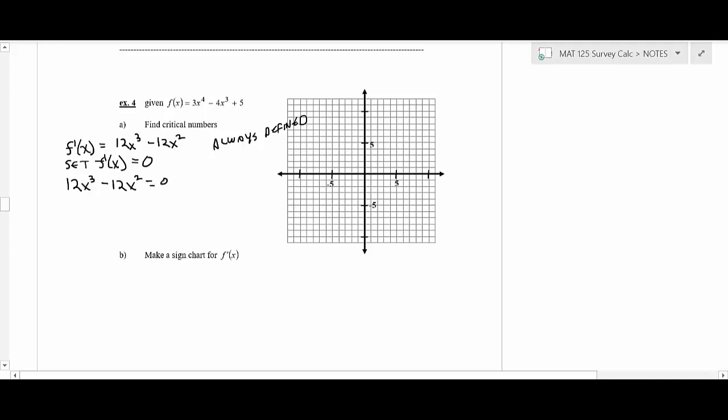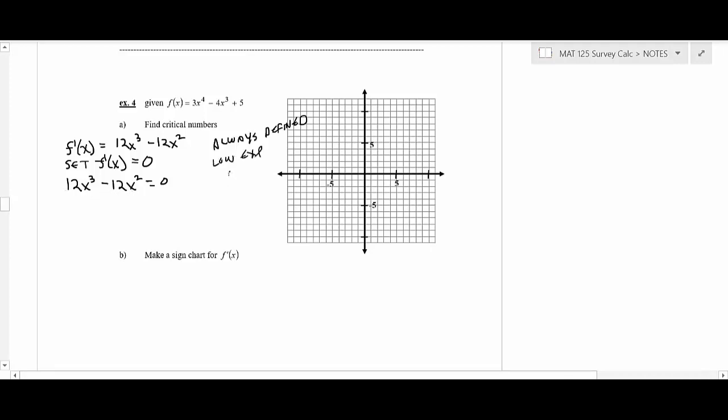Okay, so the question becomes, how do you solve this equation? Now it's algebra time. Right, you factor. How do you factor something like this? Okay, it's got a common factor. The common factor is 12, but you can also take out the lowest exponent.